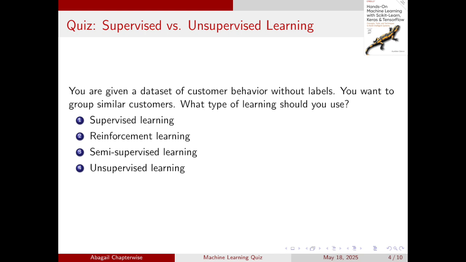All right, let's try another one. Think about the difference between supervised and unsupervised learning as you answer this next question. You're given a dataset of customer behavior, but it has no labels. You want to group similar customers together. What type of learning should you use?